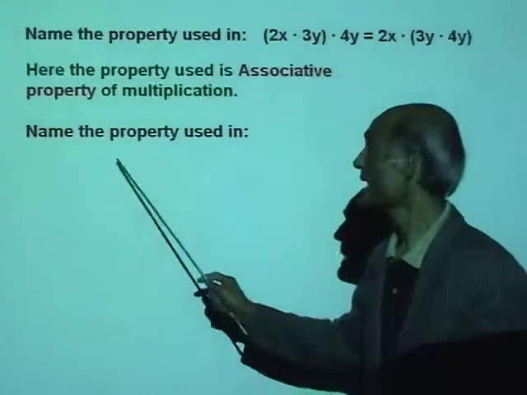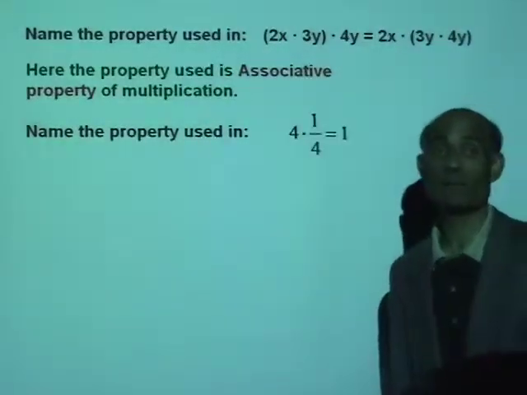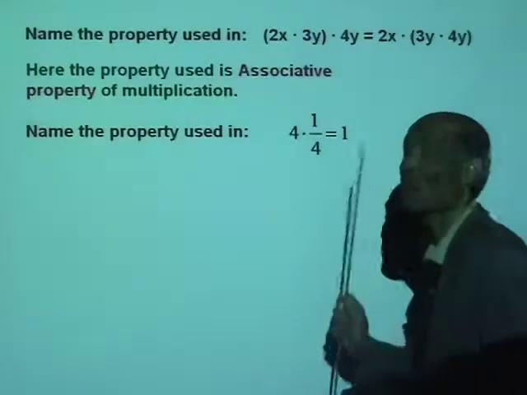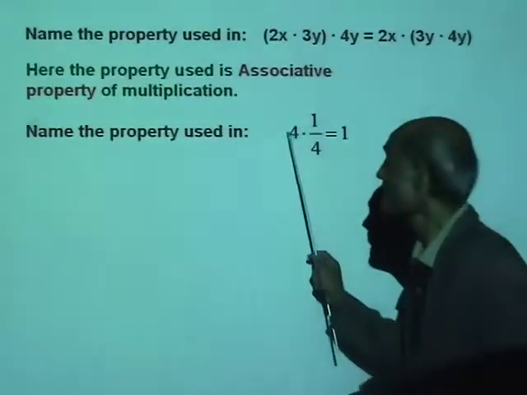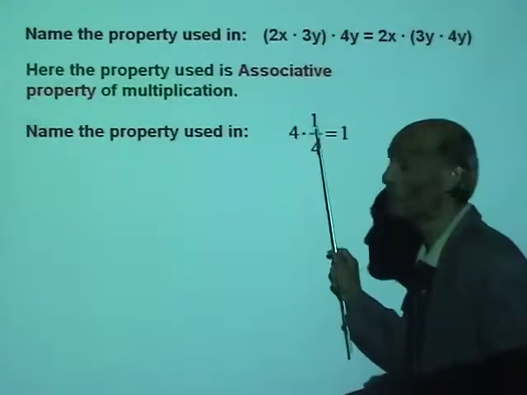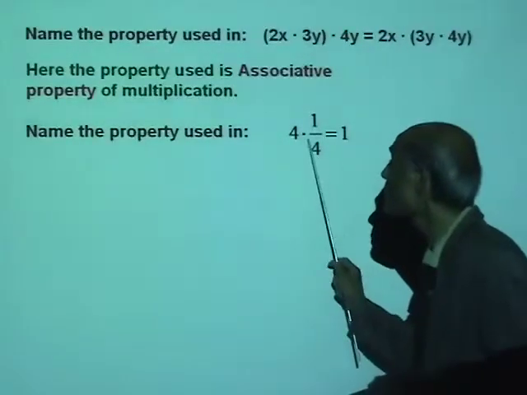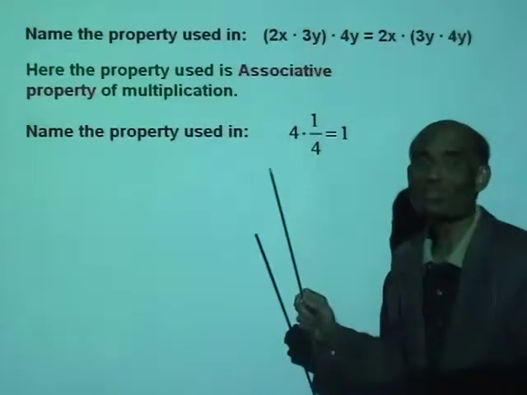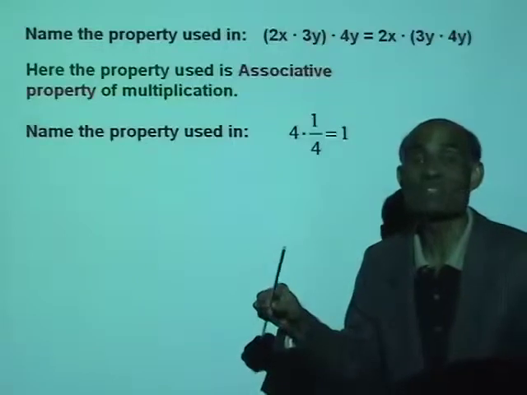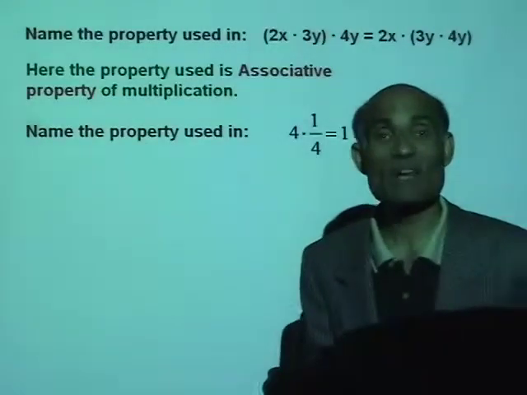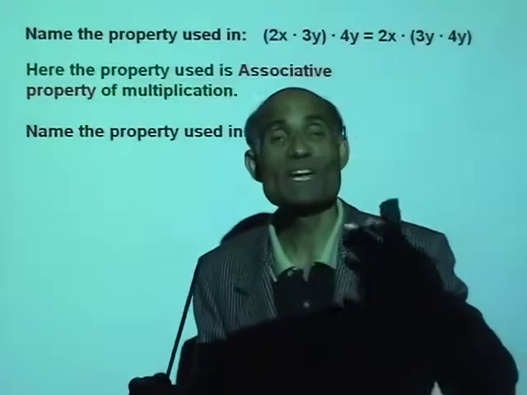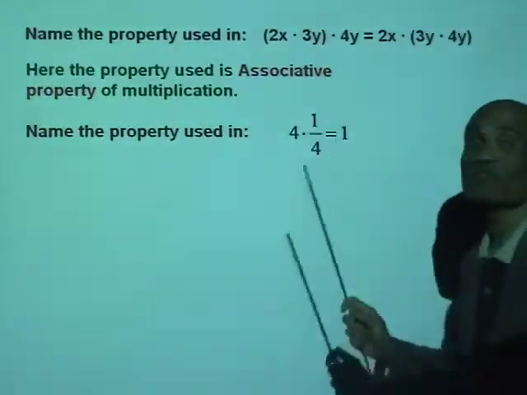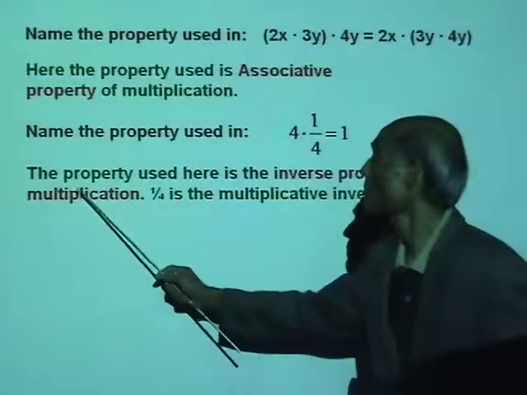Another one. Name the property used in 4 times 1/4 equal to 1. Well, a number multiplied by its reciprocal equal to 1. And this is called the multiplicative inverse. Reciprocal of a real number is also called its multiplicative inverse. So this is the inverse property of multiplication.